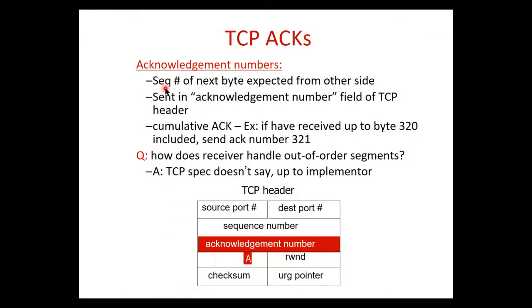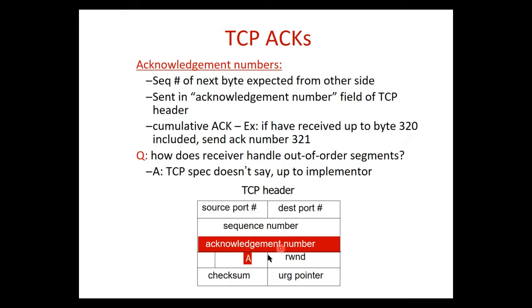It will send the sequence number of the next byte expected from the other side, plus 1. And also the other difference, of course, is that this number is the byte number, the byte count number, not the packet count number. And this acknowledgement number is carried in this field of the TCP header.